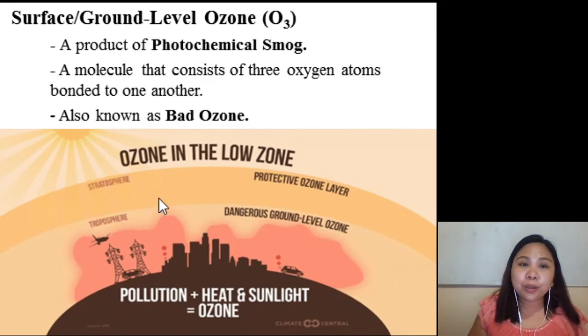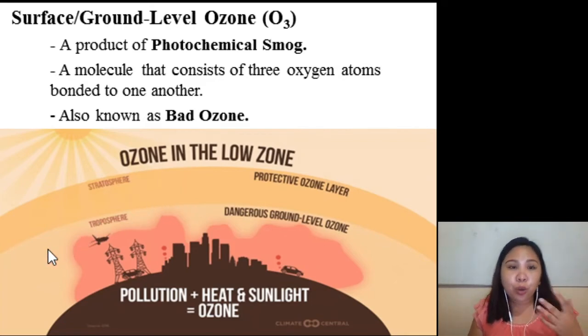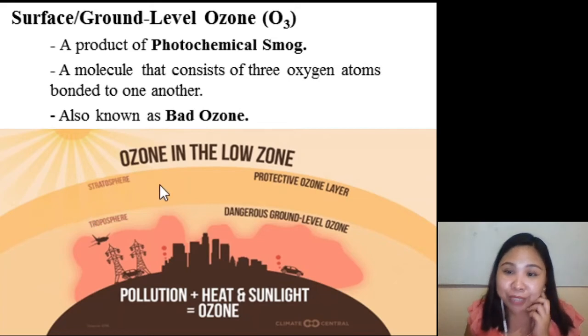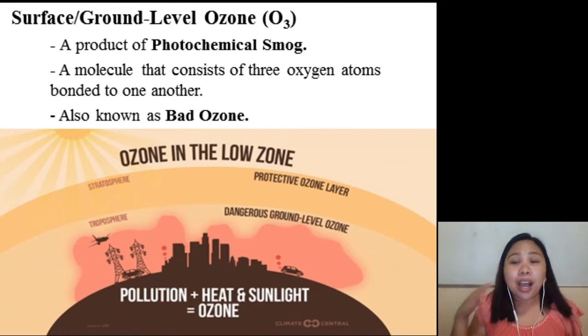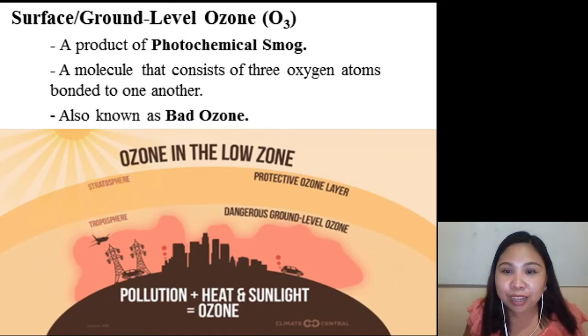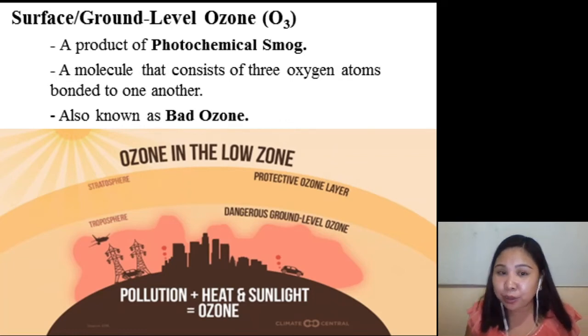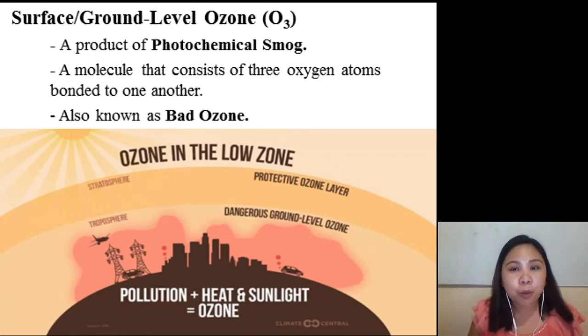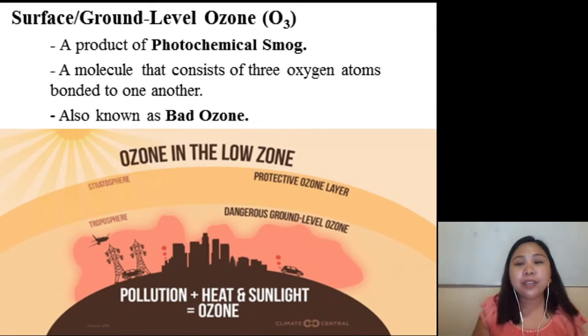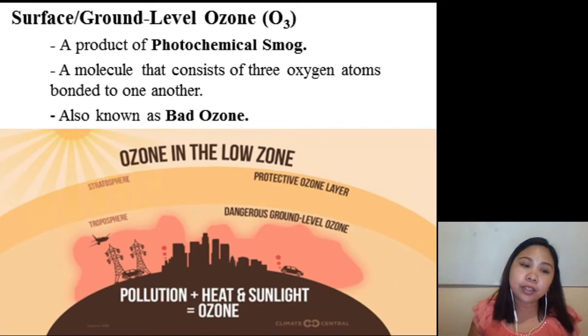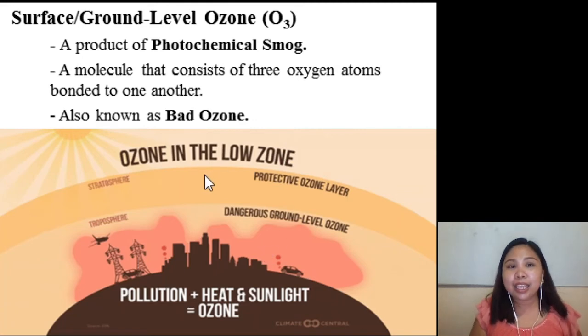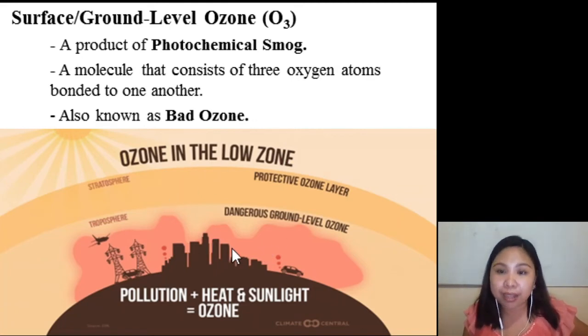Ano po? So, we should go on with the protective one. Ayan, so ito lang dapat yung ating meron, yung protective ozone. So, kasi ito yung nagpo-protect sa atin. Remember the difference between the bad and good ozone. Ano po? So, yung protective ozone matatagpuan sa stratosphere. Okay? Then, yung dangerous ozone na tinatawag nating surface or ground level ozone ay matatagpuan sa troposphere. Okay? And this bad ozone is a byproduct of photochemical smog.